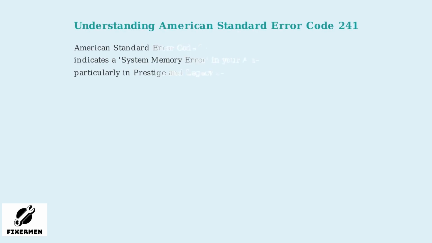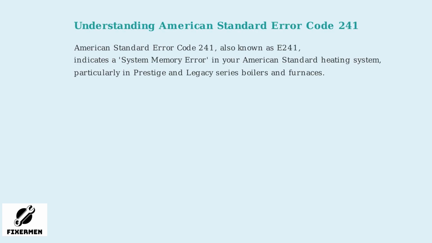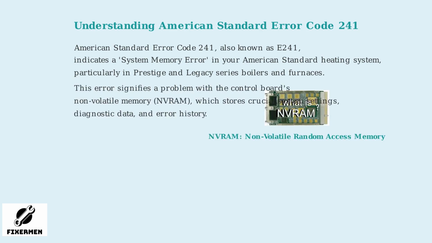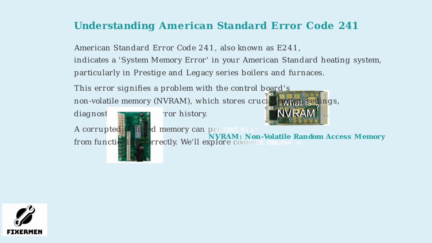American Standard Error Code 241, also known as E241, indicates a system memory error in your American Standard heating system, particularly in Prestige and Legacy series boilers and furnaces. This error signifies a problem with the control board's non-volatile memory, or NVRAM, which stores crucial system settings, diagnostic data, and error history. A corrupted or failed memory can prevent your heating system from functioning correctly. We'll explore common causes and how to address them.